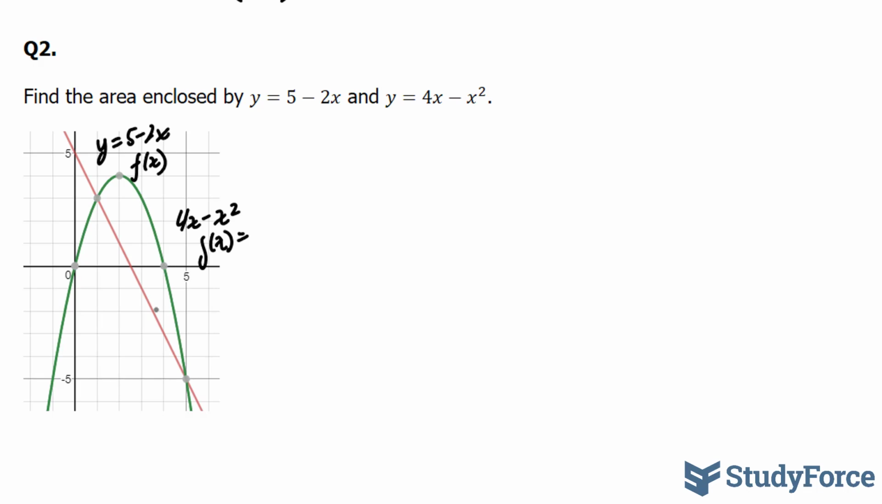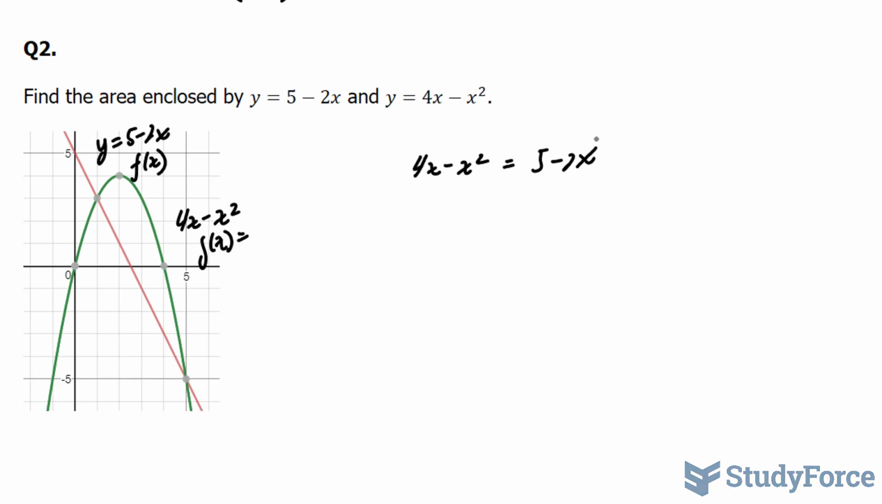The difference between this question and the previous question was that in the previous question they were a lot more explicit. They told us exactly the lower and the upper limit. Unfortunately, in this question they don't. So if you ever run into a situation like this, you have to find out where they intersect. The way you find that is you make the two equations equal to one another and find the x's. So 4x minus x squared is equal to 5 minus 2x.